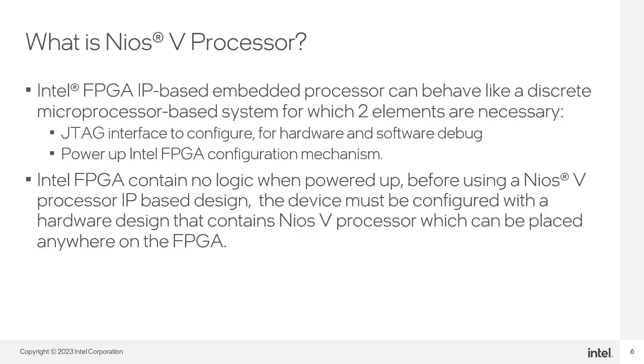An Intel FPGA IP-based embedded processor can behave like a discrete microprocessor-based system, for which 2 elements are necessary: a JTAG interface to configure, and for hardware and software debug, and the power up Intel FPGA's configuration mechanism. Intel FPGAs contain no logic when powered up. Before using a Nios V processor IP-based design, the device must be configured with a hardware design that contains a Nios V processor, which can be placed anywhere on the FPGA.